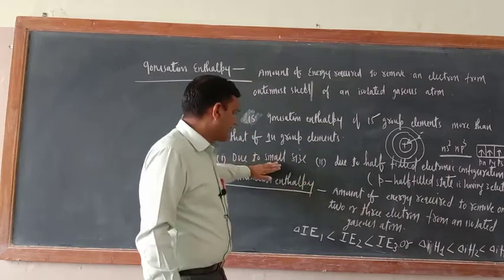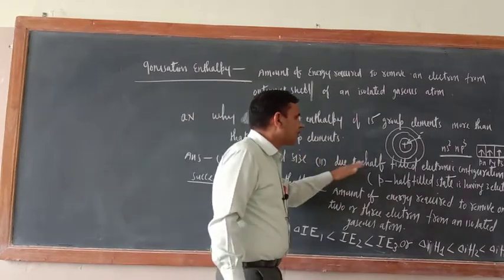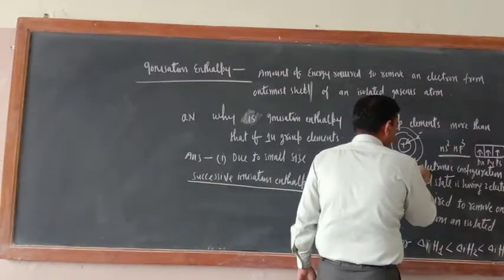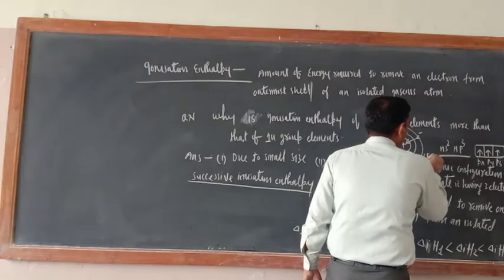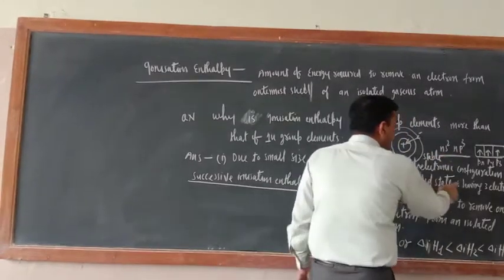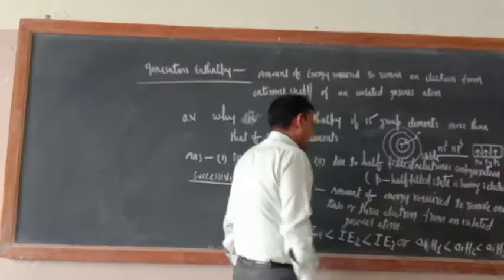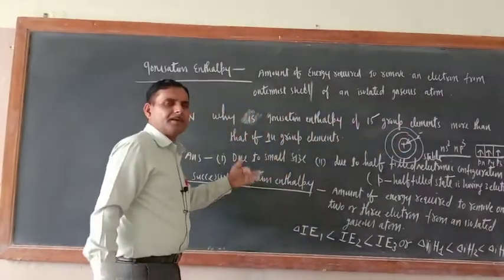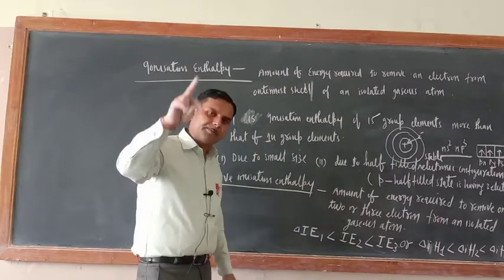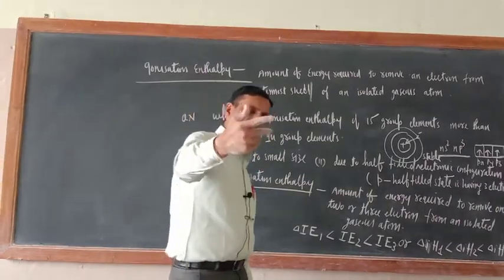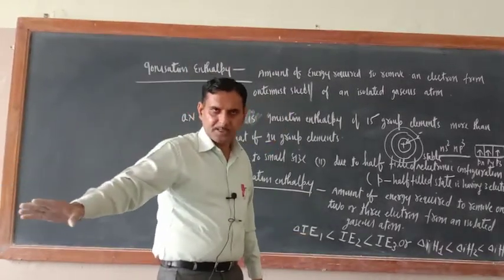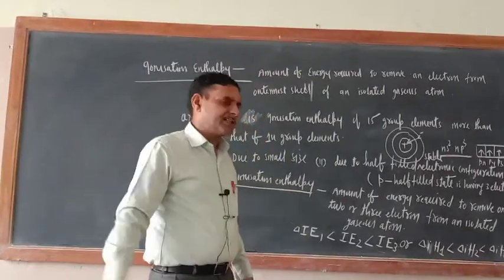Here I wrote, the first one is due to small size, due to half-filled stable. Please write here the word stable electronic configuration. Half-filled stage is stable. The p half-filled stage has 3 electrons. These are the reasons why 15th group elements have more ionization enthalpy. Ionization enthalpy and atomic size are inversely related. Smaller size, more ionization enthalpy. Greater size, less ionization enthalpy.